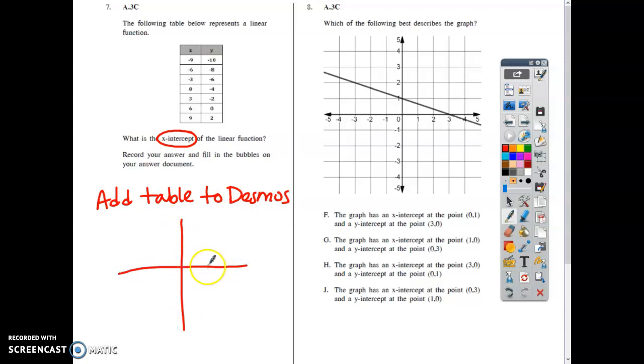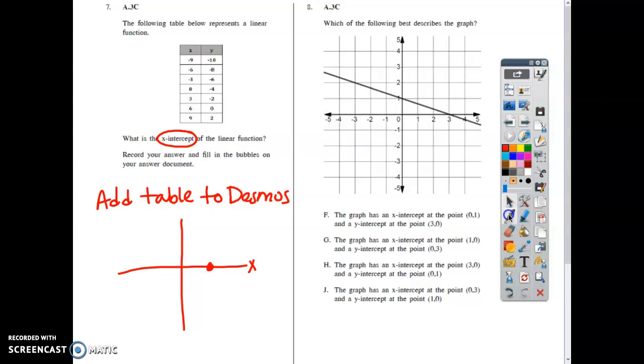Okay? It's wherever it crosses the x-axis. So wherever it crosses that point, that's going to be your answer. Okay? Moving on to problem number 8. If you're not ready, just pause the video.